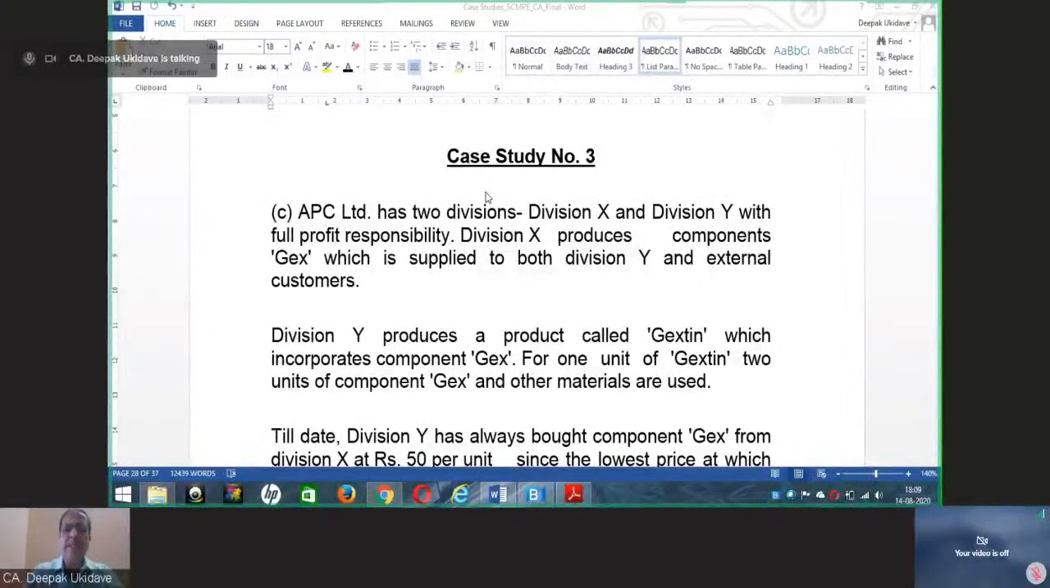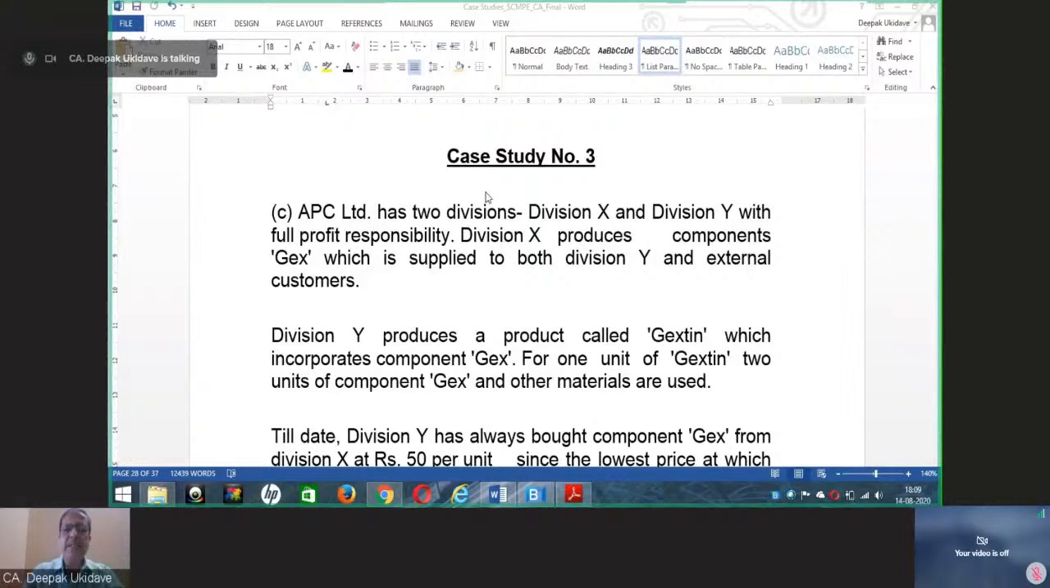The demand for the finished product Jextin is 1,20,000. You have seen this demand? I'll scroll down. Demand for finished product is 1,20,000 units, and for manufacturing 1,20,000 units, 2 units of raw material are required each. So 2,40,000 units of raw material required. So the internal customer requires 2,40,000 and external demand is 3 lakh.